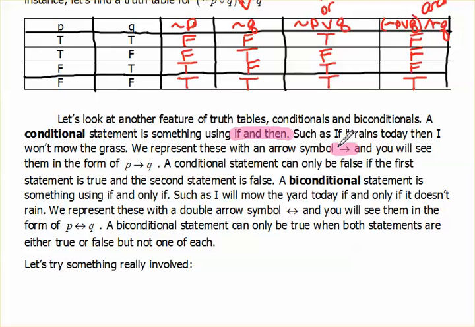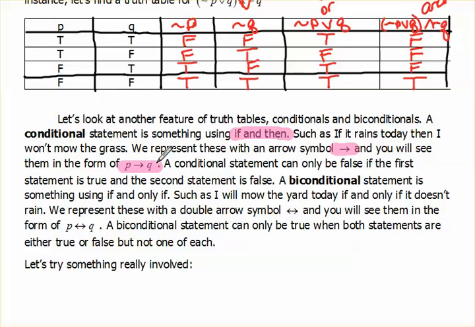It's also called an implication. And you will see this in the form of this. And we read that as P implies Q. Now, a conditional statement can only be false if the first statement is true and the second statement is false.